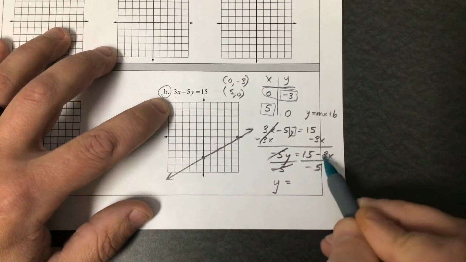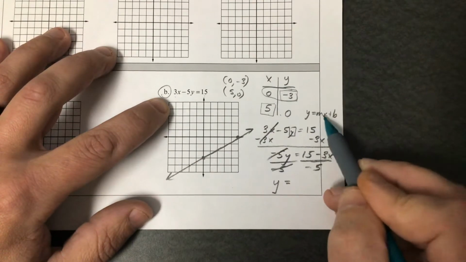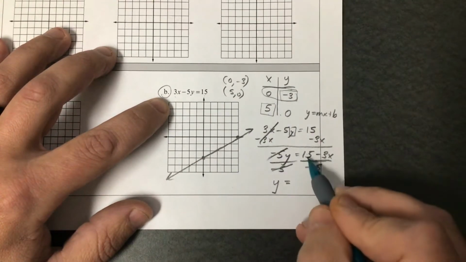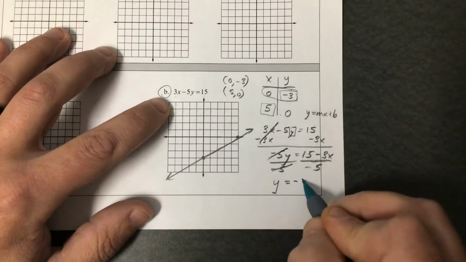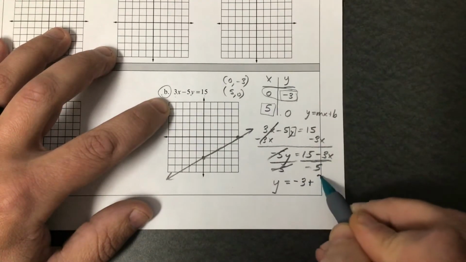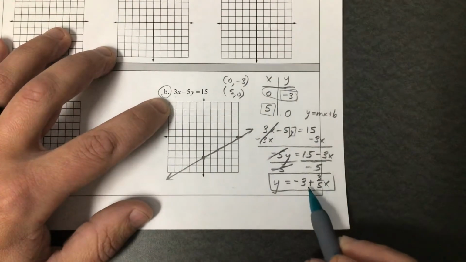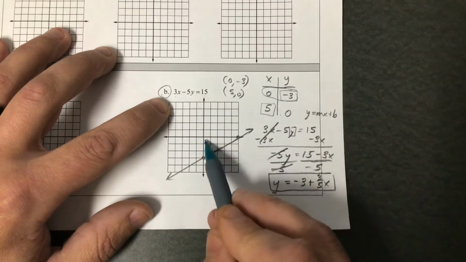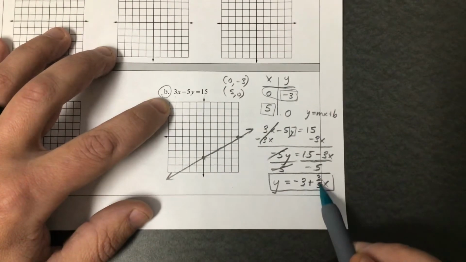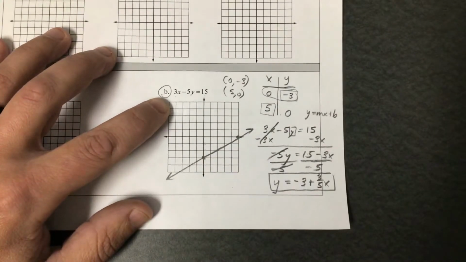Now on this side, I have everything over this negative 5. To turn it into y equals mx plus b, I'm going to separate these terms out. So 15 divided by negative 5 would be negative 3. This negative is going to cancel, and it's going to give me a 3/5 x. And if I graph that, I should get the same thing. Y-intercept of negative 3, slope of 3/5, so I'd go up 3 over 5 in the positive direction, and I get the same graph. However you want to graph it is totally fine with me.